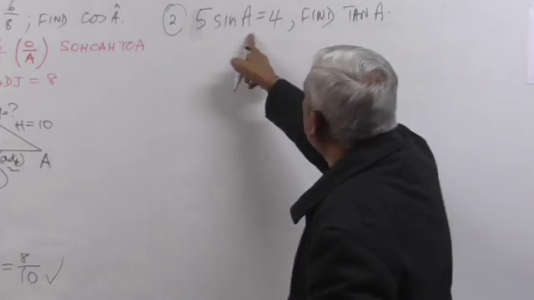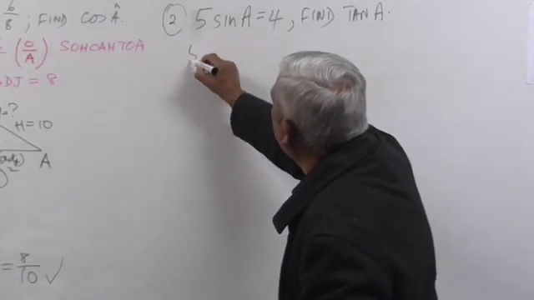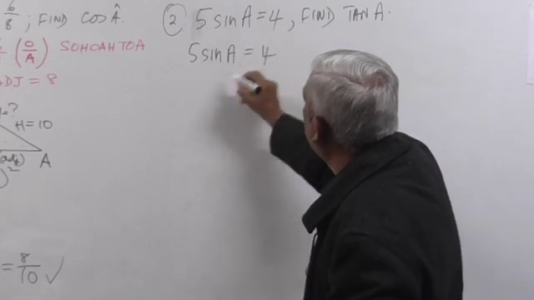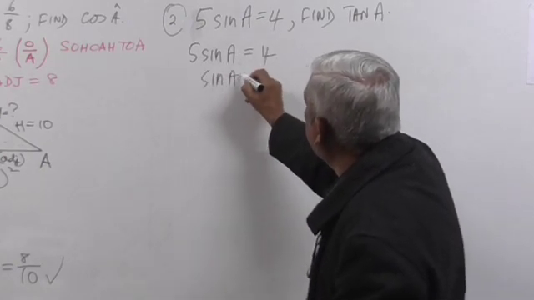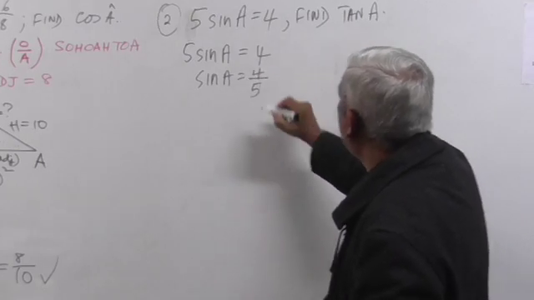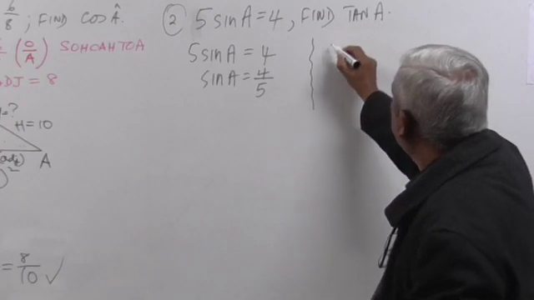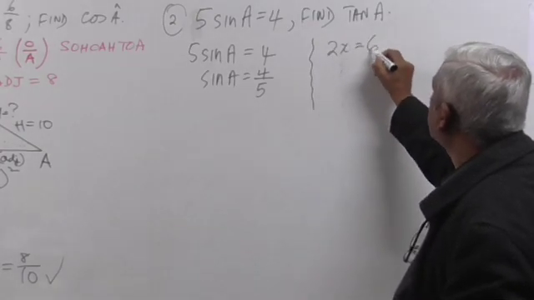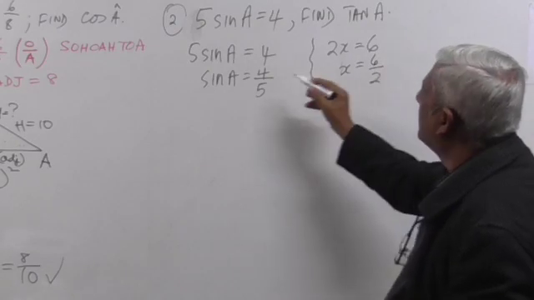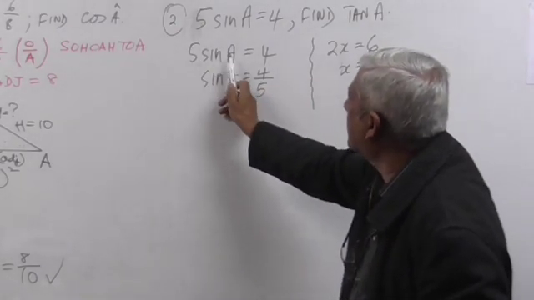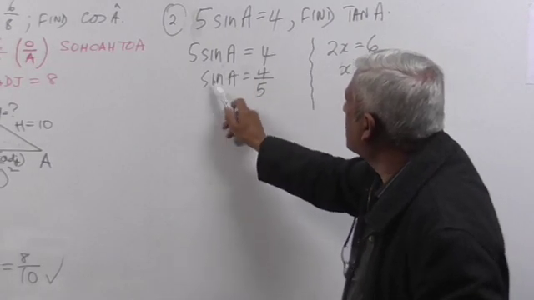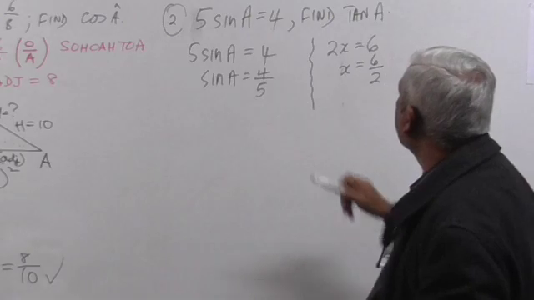Once again, you use the laws of equations here. Now, 5 sine A is equal to 4. Then sine A is equal to 4 divided by 5. You see, it works like this. If you had 2x is equal to 6, then x is equal to 6 over 2. Then just like that, sine A is a number. 5 times a certain number is 4, so this ratio will be 4 divided by 5.